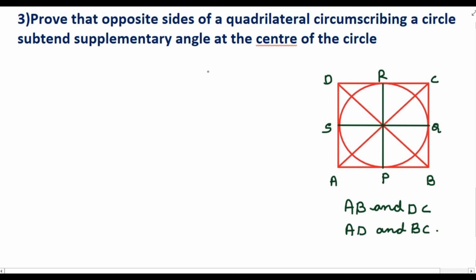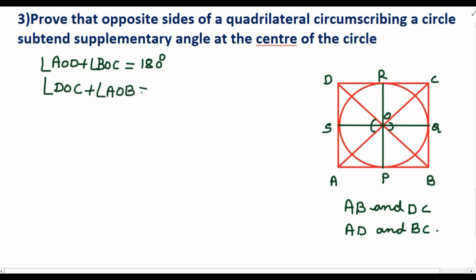That means we need to prove that if you take the center as O, angle AOD plus angle BOC equals 180 degrees, that is, they are supplementary. This is the opposite side. The angle subtended at the center by this opposite side, and the opposite side of AD is BC. So when you add these two angles, you should get 180 degrees. Similarly, we can prove that angle DOC plus angle AOB equals 180 degrees. This is what we need to prove.